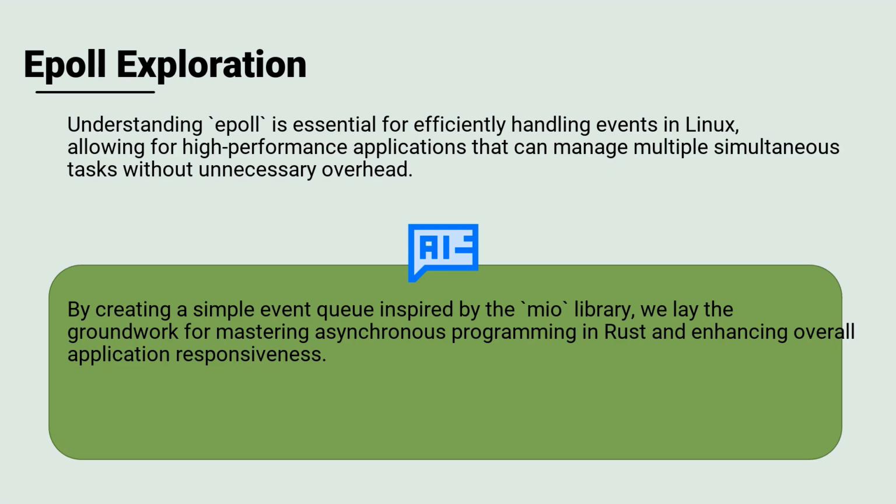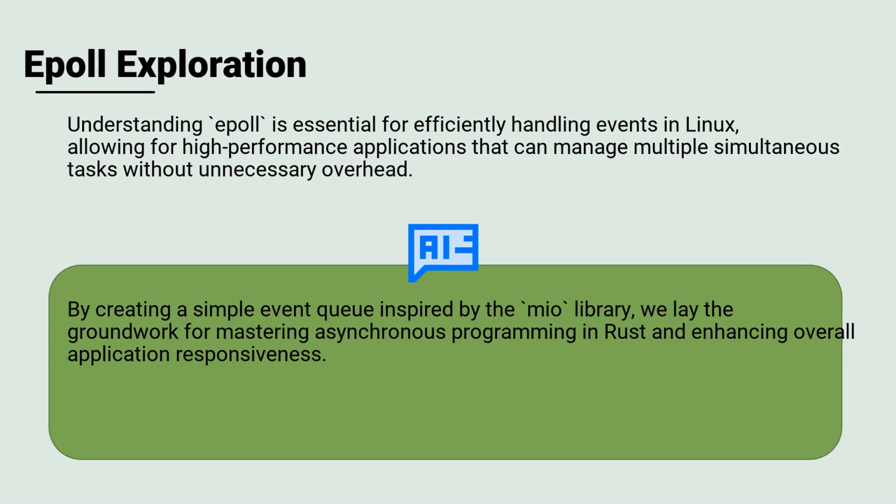In this video, we're diving into the fascinating world of epoll, a powerful mechanism for handling event notifications in Linux. We will explore its features, how it works, and guide you through creating a simple version of an event queue inspired by the Mio library, which underpins the Rust asynchronous ecosystem.